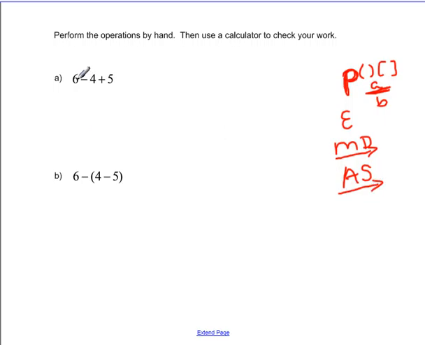So for our first problem we have 6 minus 4 plus 5. The order of operations tells us that we're going to do adding or subtraction going from left to right. And going from left to right I see subtraction first. So the first thing I'm going to do is this 6 minus 4. 6 minus 4 is 2.